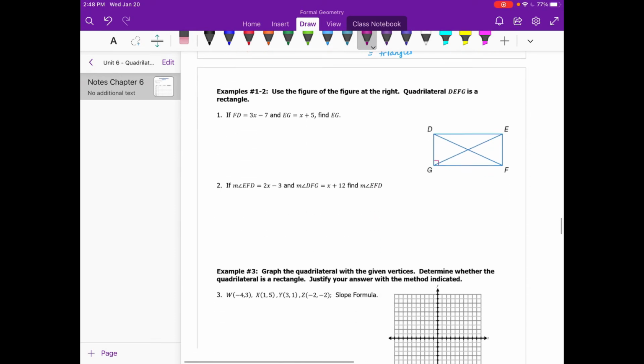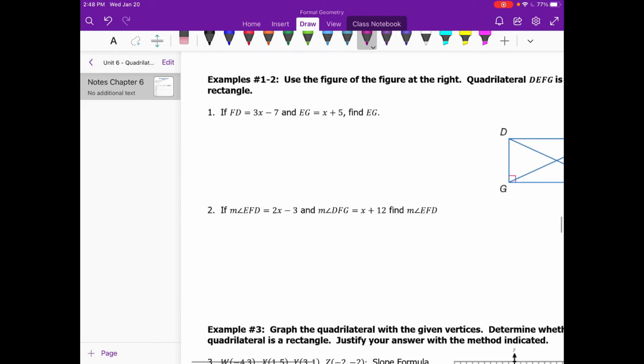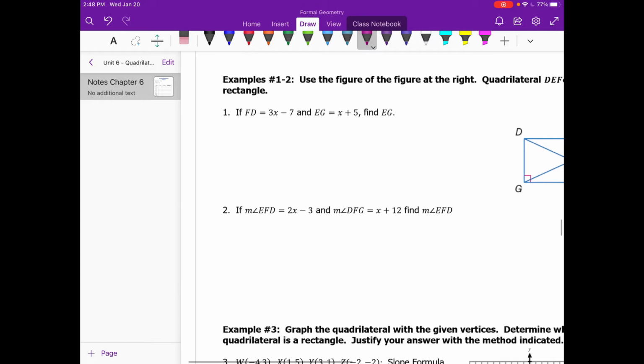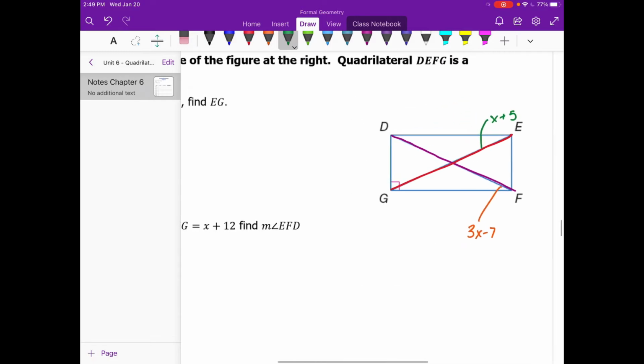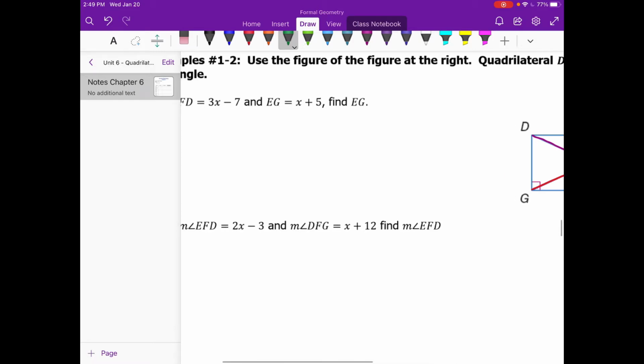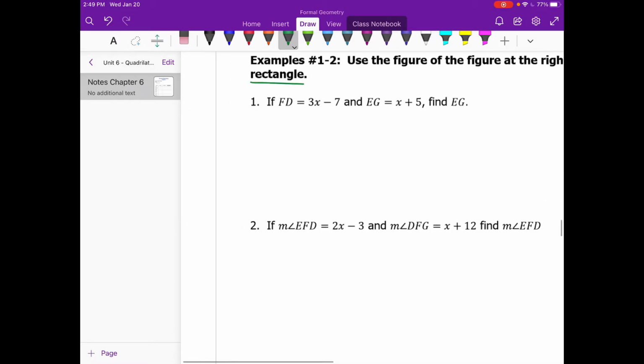Okay, moving on. Number 1, practice problems. We are looking at FD and EG. FD is this diagonal. EG is this diagonal. And we are told that FD is 3x minus 7 and EG is x plus 5. We need to find EG. So in a rectangle, it tells us that it is a rectangle. It says it right here.